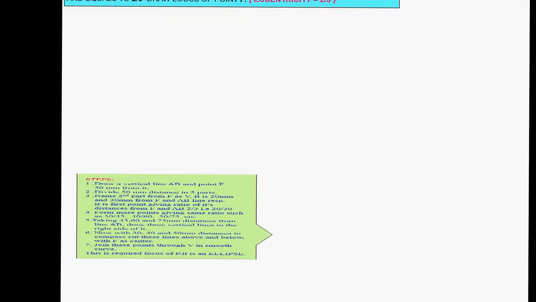So next is the directrix focus method. The question is: point F is 50 mm from a line AB. A point P is moving in a plane such that the ratio of its distances from F and line AB remains constant and is equal to 2 by 3. Draw the locus of point P. The eccentricity is 2 by 3, which is less than 1, so the curve will be an ellipse.